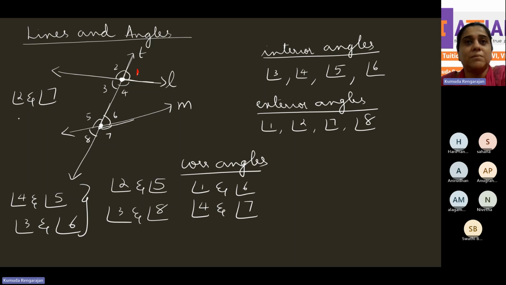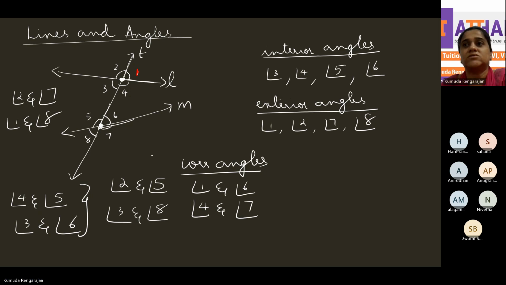Tell me the other pair then. Angle 1 and angle 8. Both of them are exterior angles. They lie on either side of the transversal and they have different vertices.